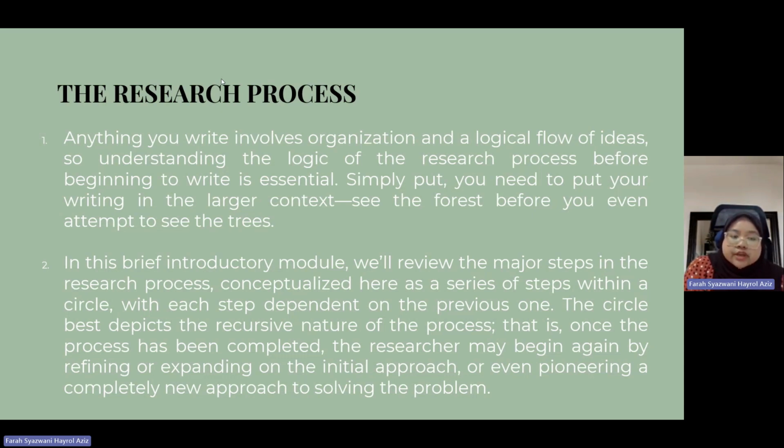So in this brief introductory module, we'll be reviewing the major steps in the research process by conceptualizing a series of steps within a circle. Each of the steps is dependent on the previous one, and the circle best depicts the recursive nature of the process. That is, once the process has been completed, the researcher may begin again and again by refining or expanding the initial approach, or even pioneering a completely new approach to solving the problem.